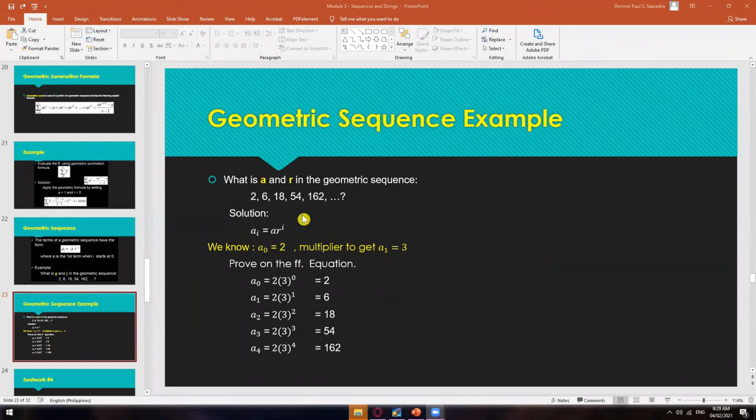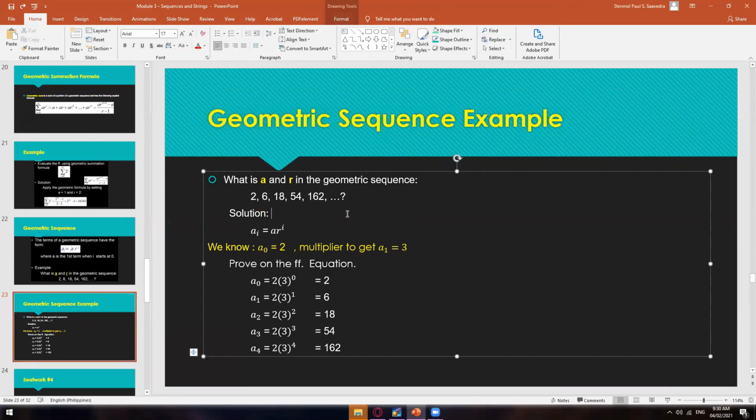So again, we have this example given a while ago: 2, 6, 18, 54, and then 162. By applying this formula, you will be able to get these numbers. We already know A sub 0, which is 2. To know how we got the second value, A sub 1, just find the multiplier since we are in a geometric sequence. The multiplier to get the 6 is 3, so 2 times 3 is 6.